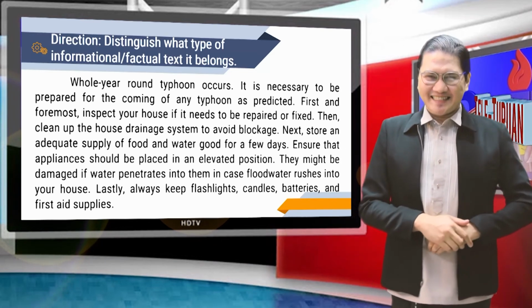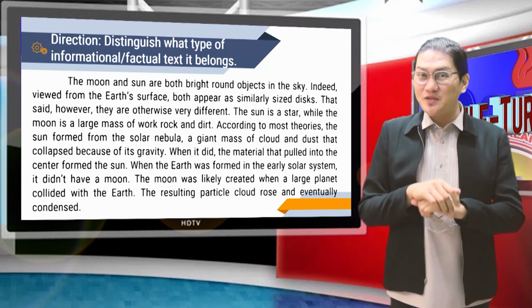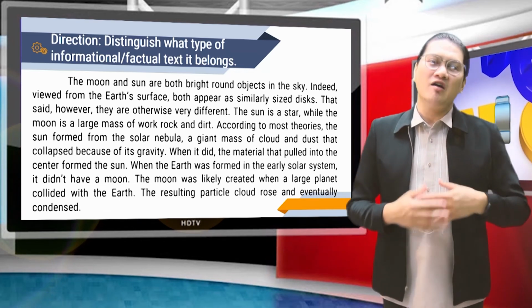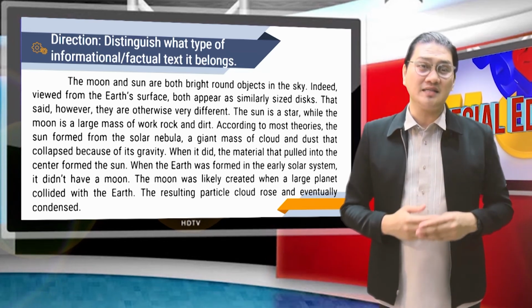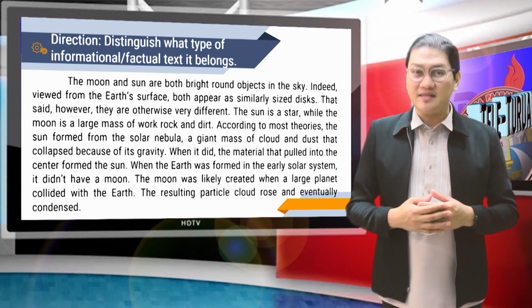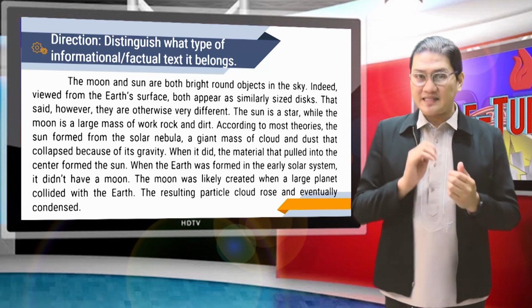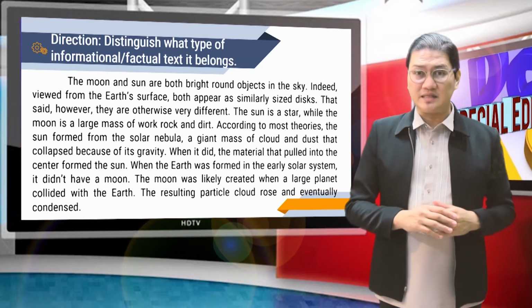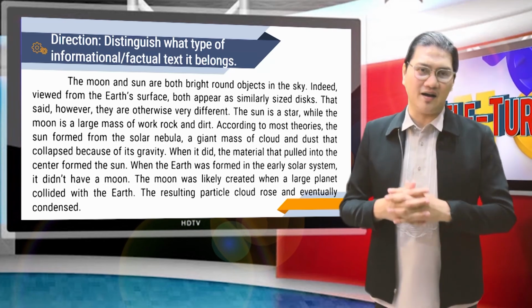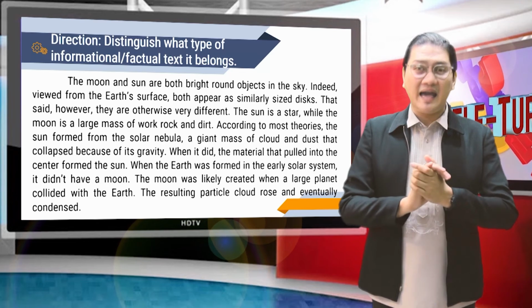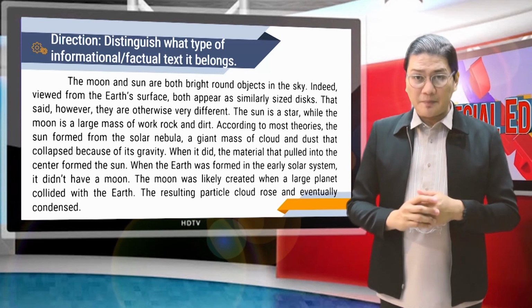Number 4. The moon and the sun are both bright, round objects in the sky. Indeed, viewed from the Earth's surface, both appear as similarly sized disks. That said, however, they are otherwise very different.